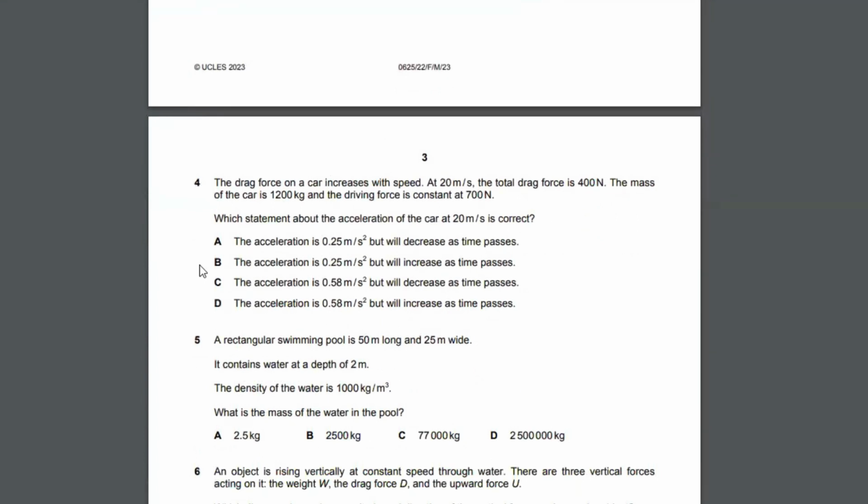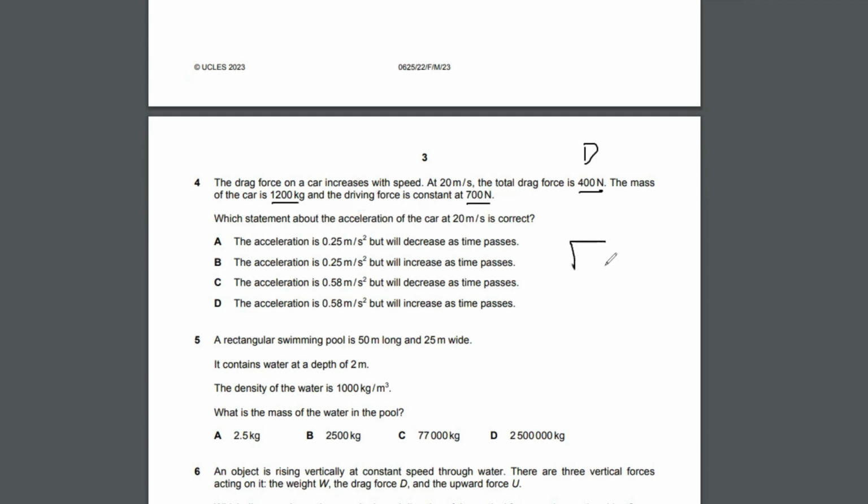Next is, the drag force on a car increases with speed. So if you, let's say, move at a greater speed, there will be more drag. That means the car will reach its maximum speed limit. At 20 meters per second, the total drag force is 400 newtons. So drag force, let's say it is D, is equal to 400 newtons. The mass of the car is 1200 kilograms and the driving force is constant at 700.